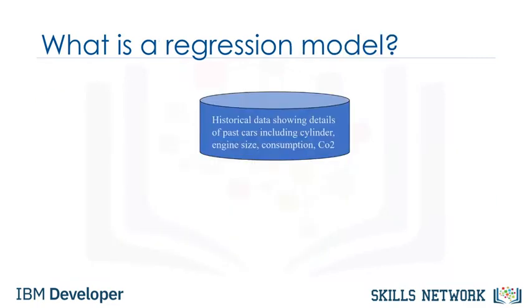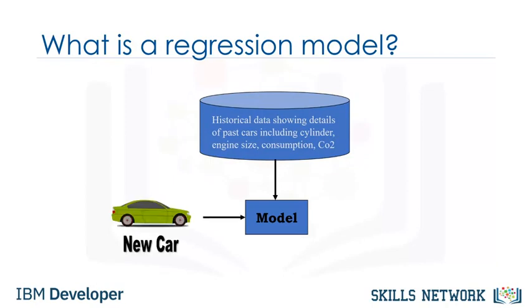So, what we want to do here is to use the historical data of some cars using one or more of their features and, from that data, make a model. We use regression to build such a regression estimation model. Then the model is used to predict the expected CO2 emission for a new or unknown car.